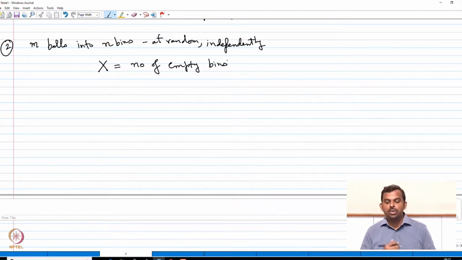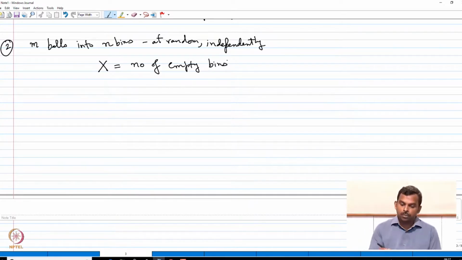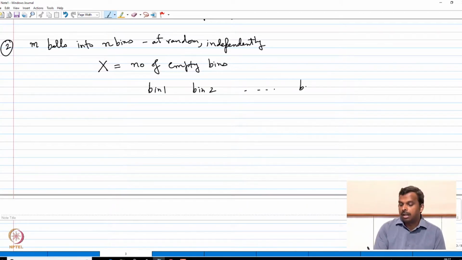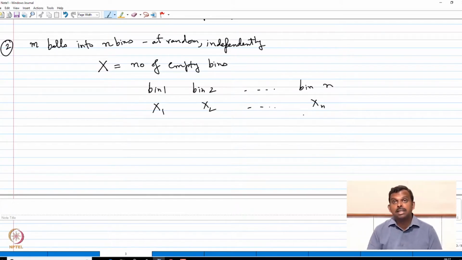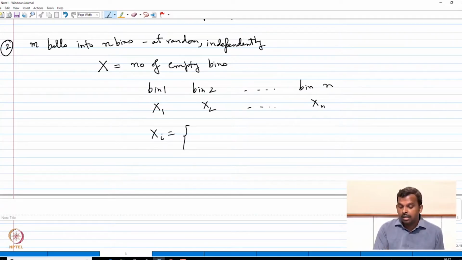So what do we do? You use indicator random variables. I have bin 1, bin 2, and so on till bin n. Let x1, x2, and so on till xn be indicator random variables indicating whether or not the ith bin is empty. So xi is going to be 1 if bin i is empty.